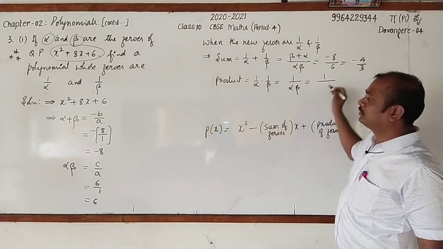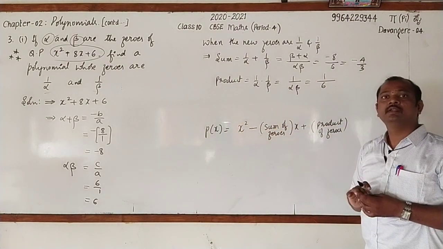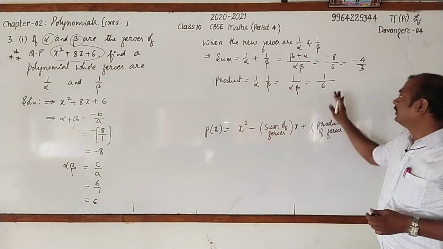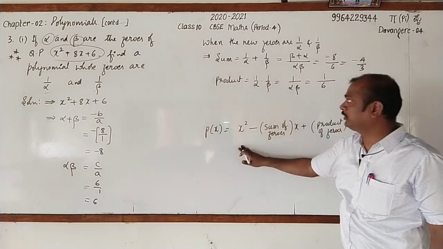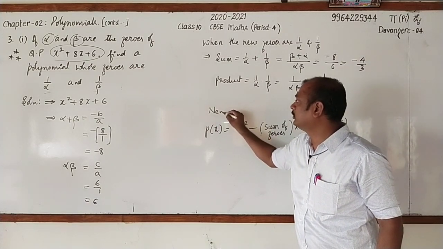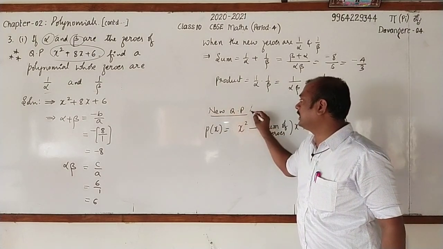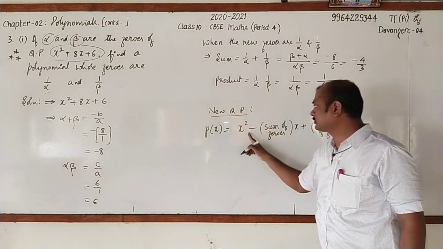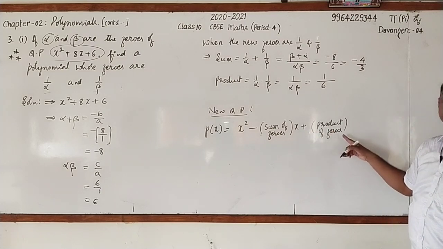It is equal to, what is alpha into beta? It is 6. Did you understand? Now, we got new sum, new product. Then we can form new polynomial. So, new quadratic polynomial can be written as p of x equal to x square minus of sum of new zeros into x plus product of new zeros.